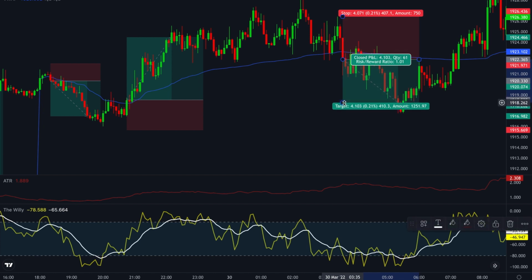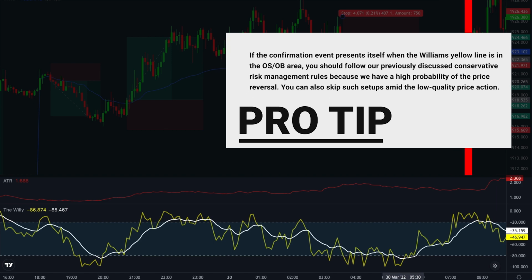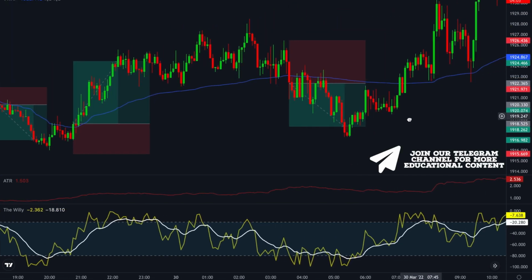And here is a pro tip. If the confirmation event presents itself when the Williams yellow line is in our oversold or overbought area, you should follow our previously discussed conservative risk management drills and initially target 1-to-1 risk-to-reward with a follow-up stop loss trail to break even, because we have some probability of a trend change at this point. So let's consider the final example.